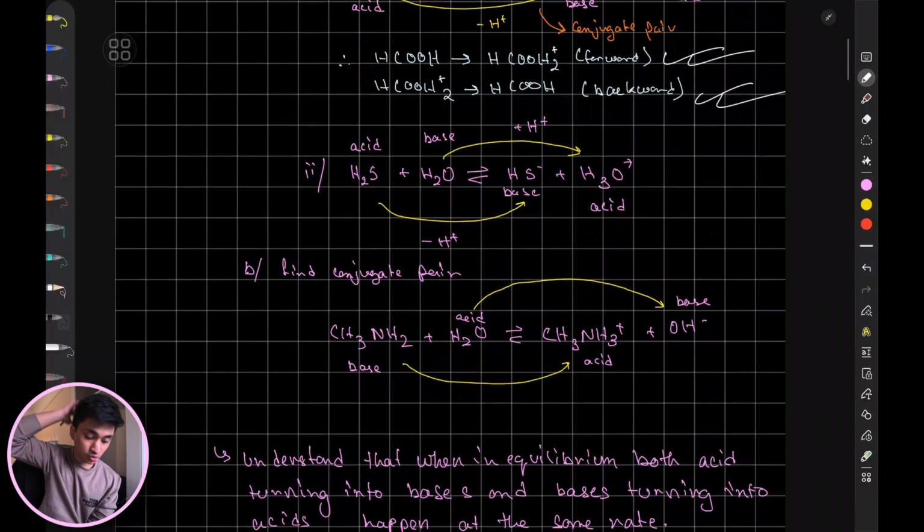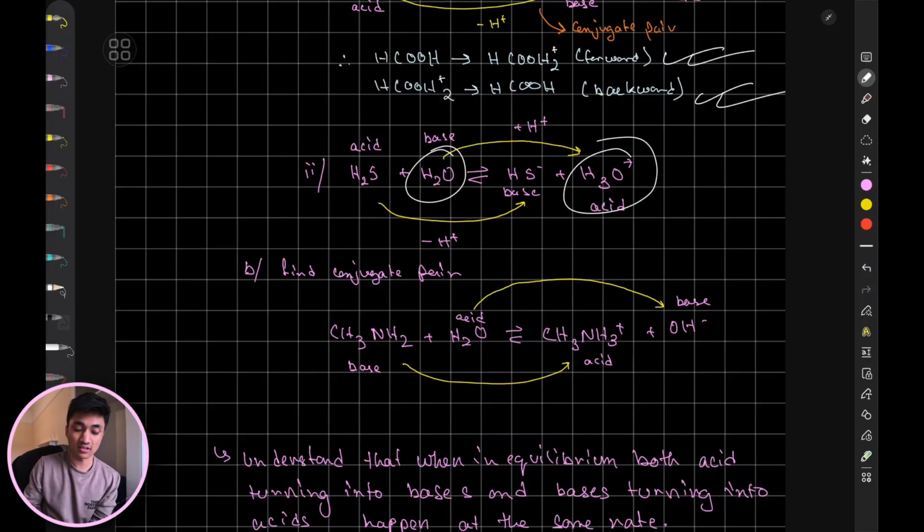Now H2S plus H2O, what's going to be an acid, what's going to be a base? Let's see. In the forward reaction, it is forming HS- and it is forming H3O+, an acid. So which one is the base? H2O is the base because it's gaining the H+ and forming H3O+. Which one is the acid? H2S is the acid because it's donating the H+. Amazing. What are the conjugate pairs? Conjugate pairs are this, because the difference is H+, and another conjugate pair is this, which is again a difference of H+.